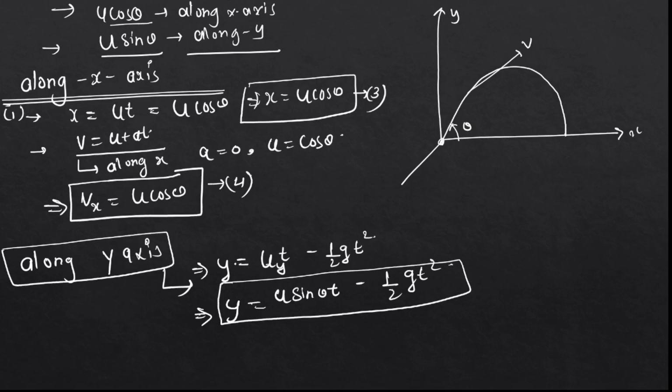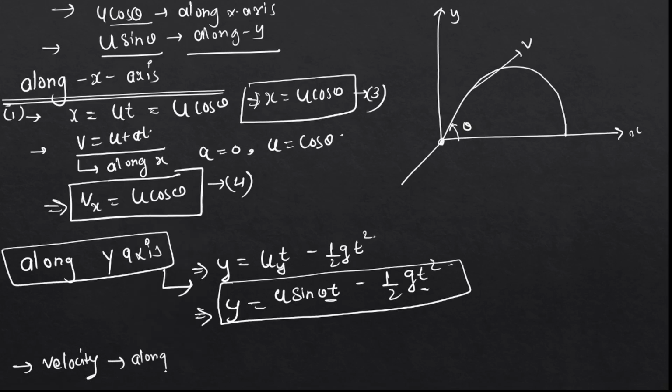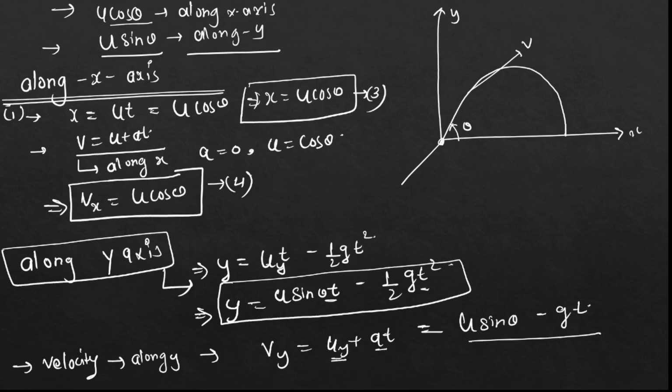Along y, I can find the position anywhere, anytime, because it is a function of time. Third thing is velocity along the y-axis. Again, I will use the same formula along y: vy is equal to uy plus at. What is uy? uy is u sin theta. And what is acceleration? Acceleration is minus g. So vy is u sin theta minus g times t.